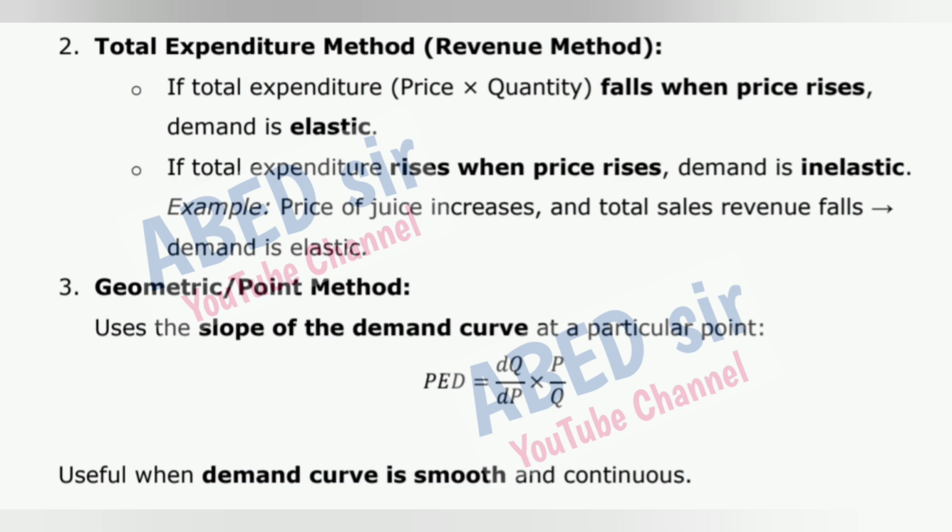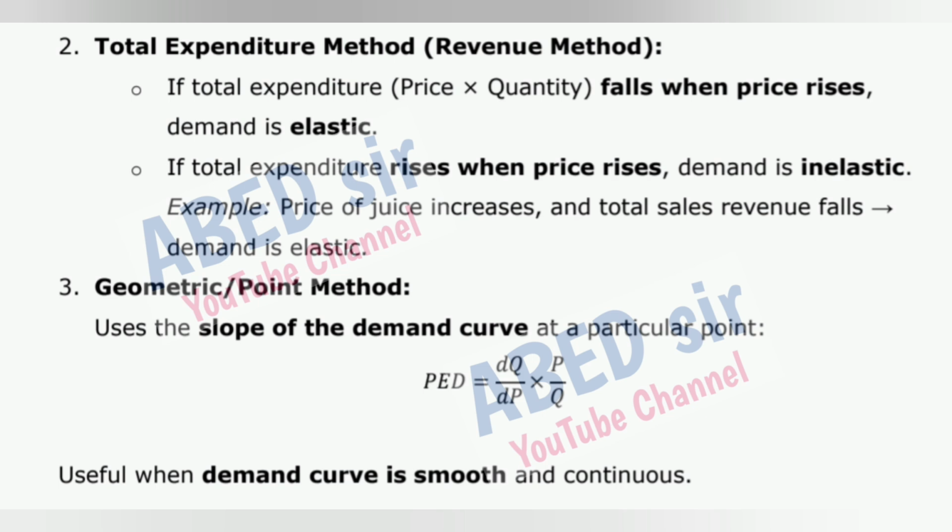Total expenditure method, revenue method. If total expenditure, price times quantity, falls when price rises, demand is elastic. If total expenditure rises when price rises, demand is inelastic. Example: price of juice increases and total sales revenue falls, demand is elastic.